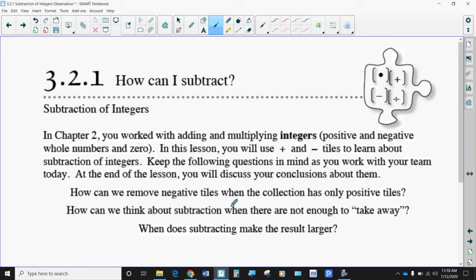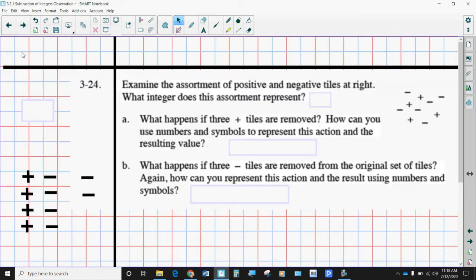How can we think about subtraction when there are not enough to take away? Same kind of idea. And then when does subtraction make the results larger? That's an interesting idea. The fact that you take something away and what you have as a result is more than what you started with seems impossible, right? But when we start looking into the mathematics and the logic of integer operations, you'll see that it's not.